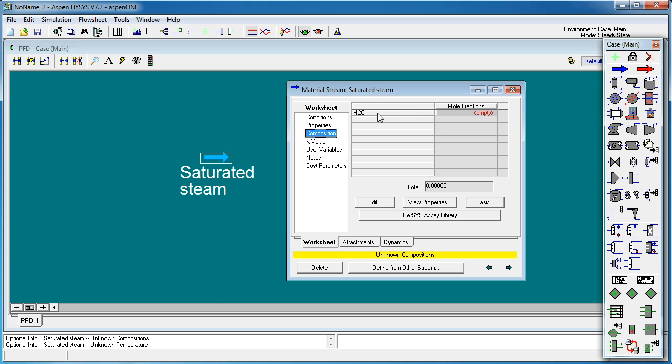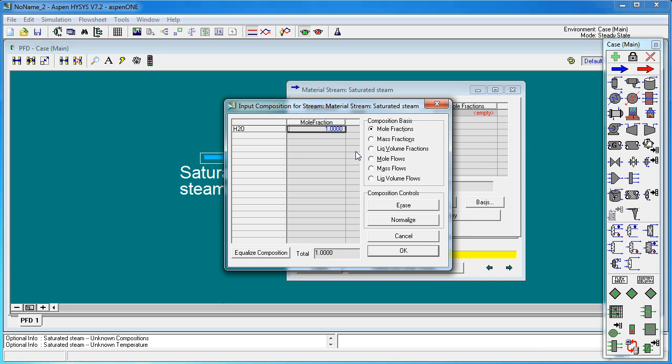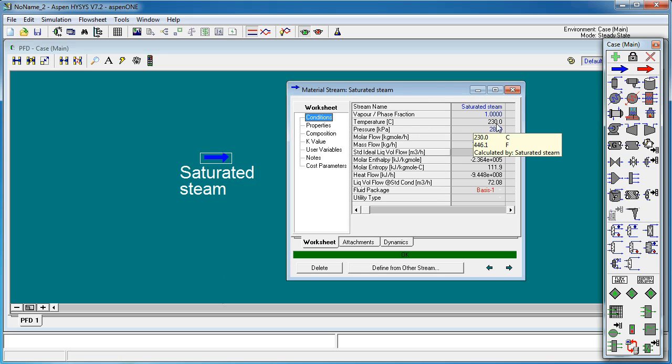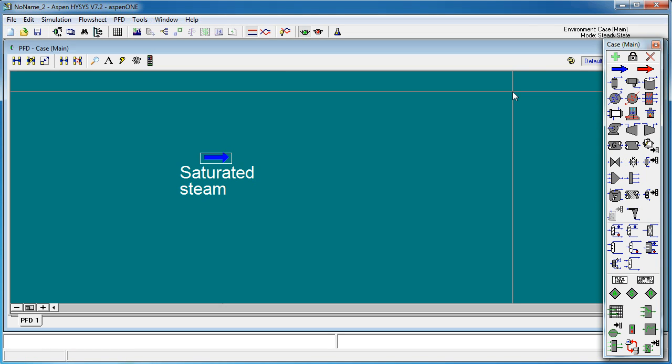And if we go to composition, our system only has water in it. So this stream is pure water. So it has a mole fraction 1 for water. And once we've put that in there, our stream is fully defined and solved for. And you'll notice that the temperature is fixed. So because this is saturated steam at 2,800 kilopascals, the temperature is fixed at 230 degrees Celsius. We cannot change that value. That's been calculated by HYSYS. So we can close that page.